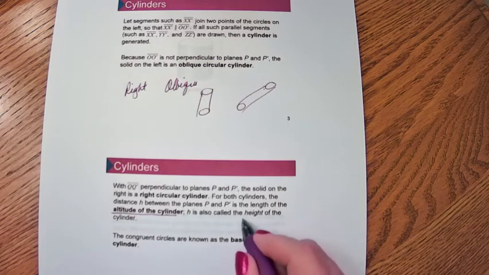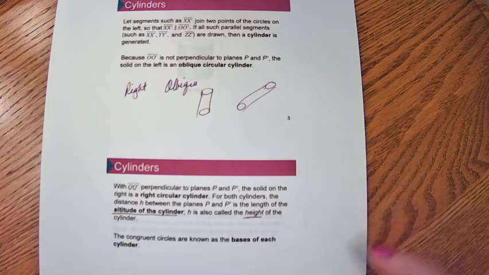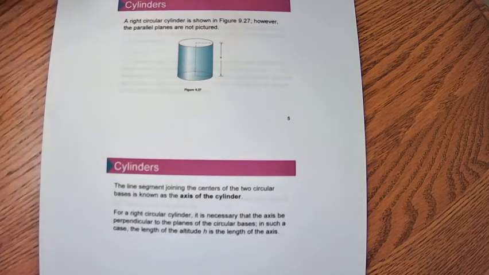And an important piece of information would be the altitude of the cylinder. That's also called the height of the cylinder. That is the distance between the bases. And the bases are congruent circles, so they have the same radius.